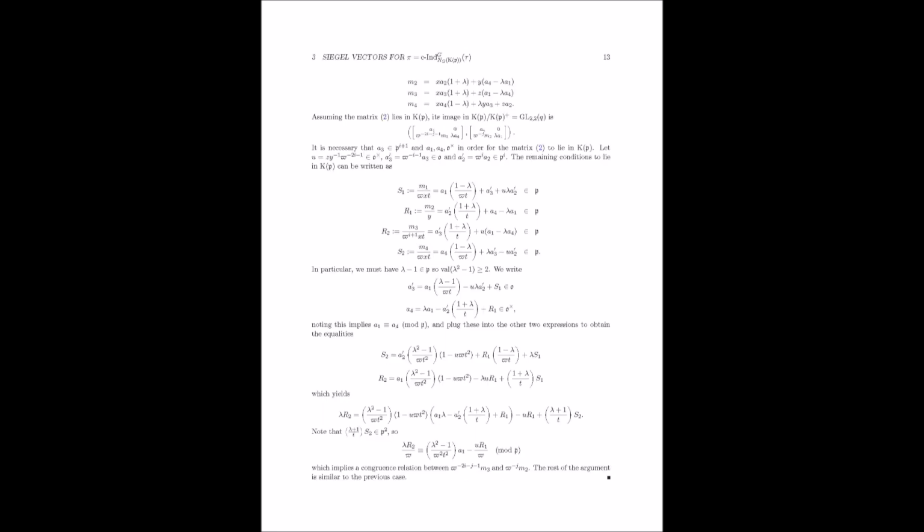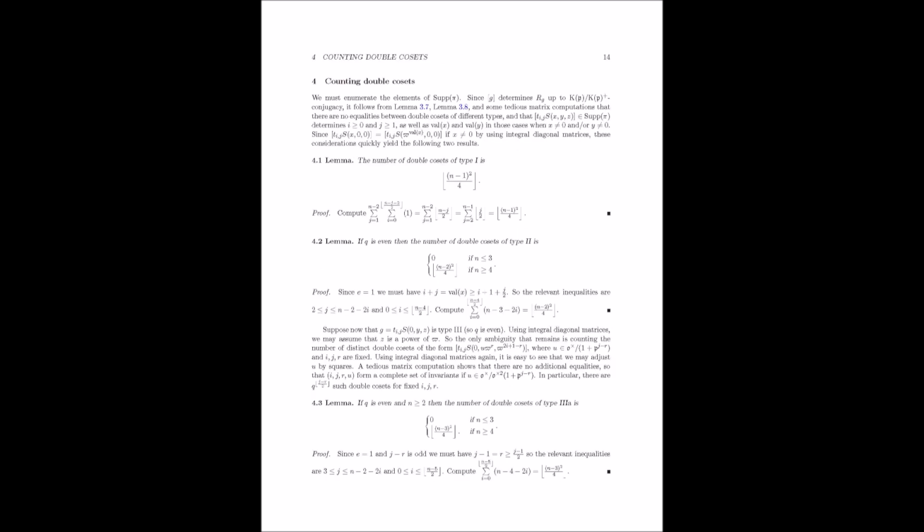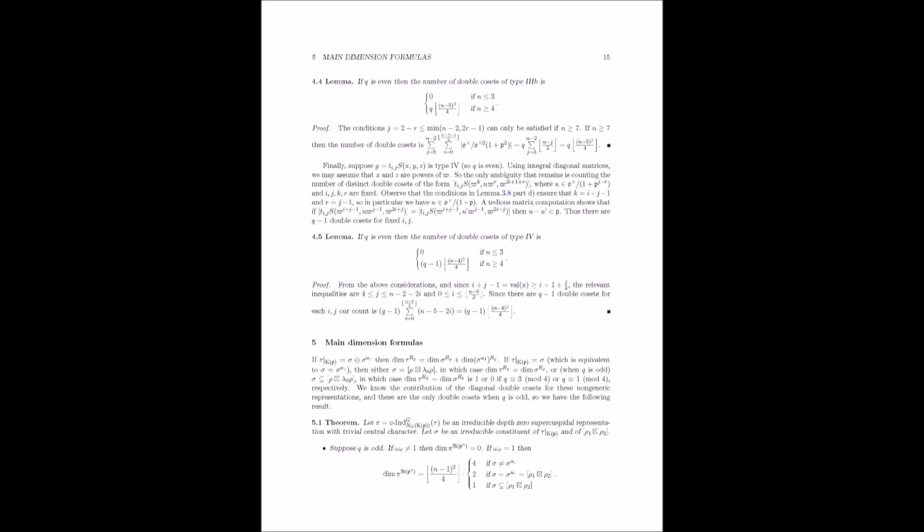Theorem 5.1 tells us that if Q is even, then the dimension is f_n(q) times 2 if the representation is not equal to its twist, and just f_n(q) if they are equal. The way f_n(q) is defined actually changes depending on the value of n. So for even Q, we need to consider all those different types of double cosets we analyzed.